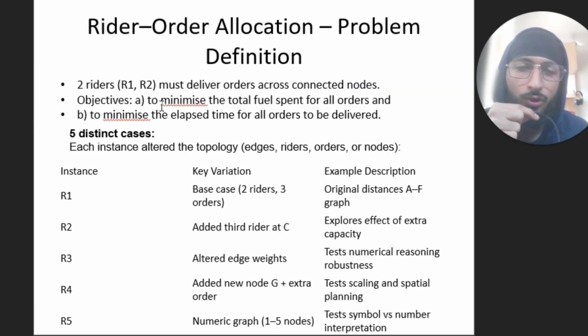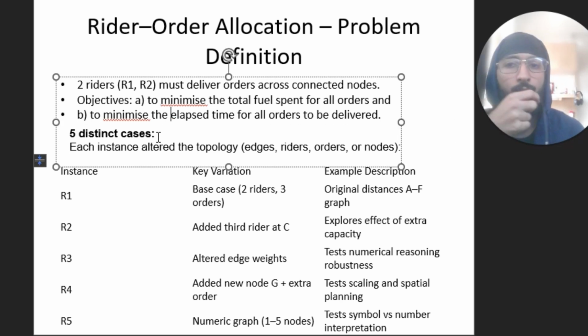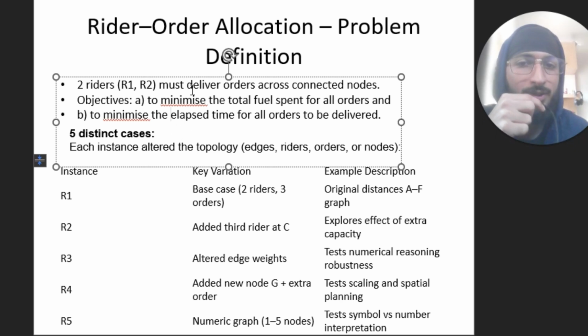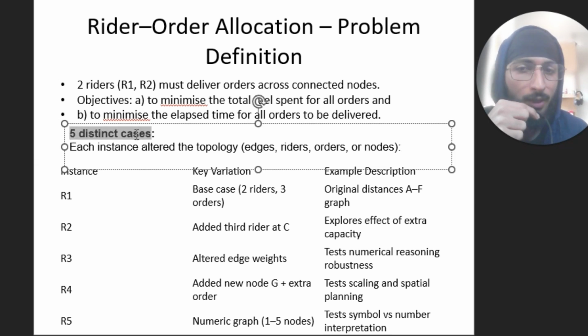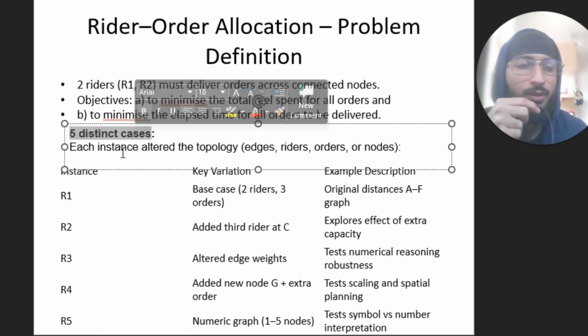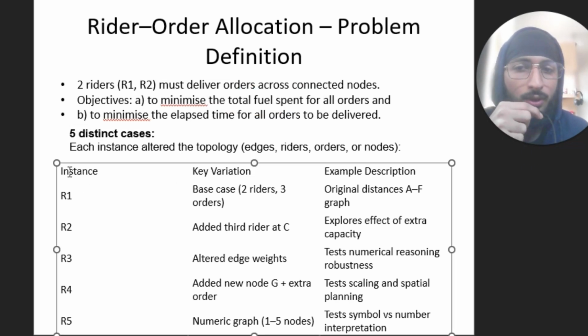Moving on. So firstly, rider order allocation problem definition. So we have two riders R1 and R2, and they must deliver the orders across connected nodes. The objectives were mainly to minimize the total fuel spent for all orders, and also to minimize the elapsed time for all orders to be delivered. So I made 5 distinct cases. Each instance altered the topology, right? So this is a summary of the prompts, how I gave them and how they changed with each prompt.